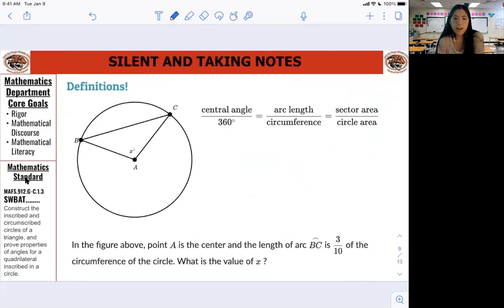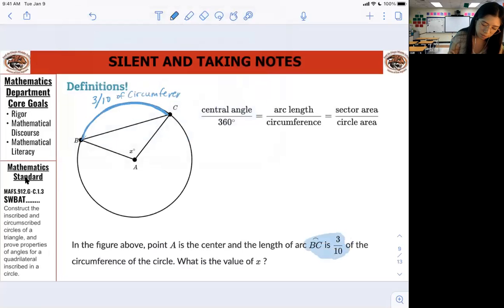So we know that the length of BC is 3/10. So hold on. BC is 3/10 of the circumference of the whole circle. So let me highlight that because this one's a little bit different. So BC is 3/10 of the circumference. Okay. And then we're looking for the value of x. So we need the central angle.